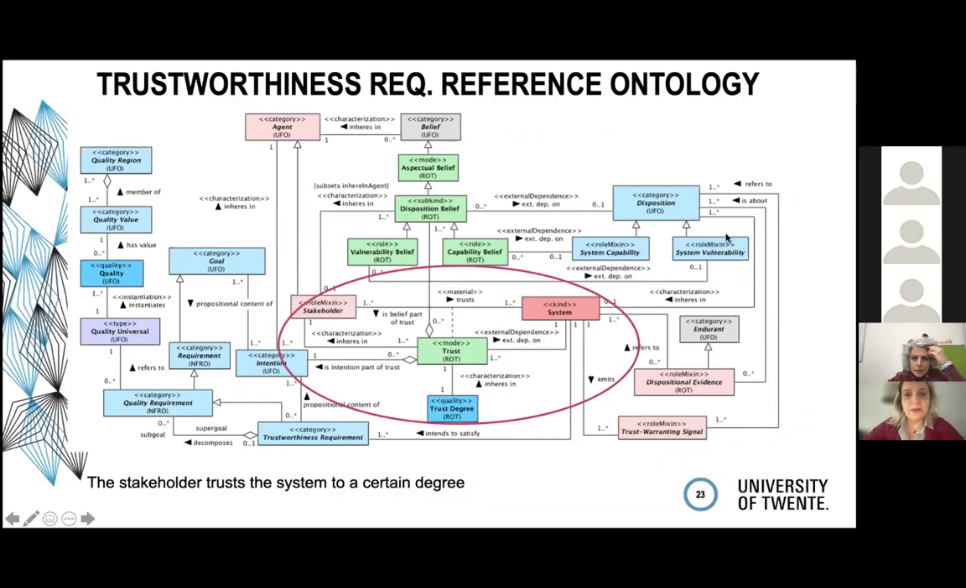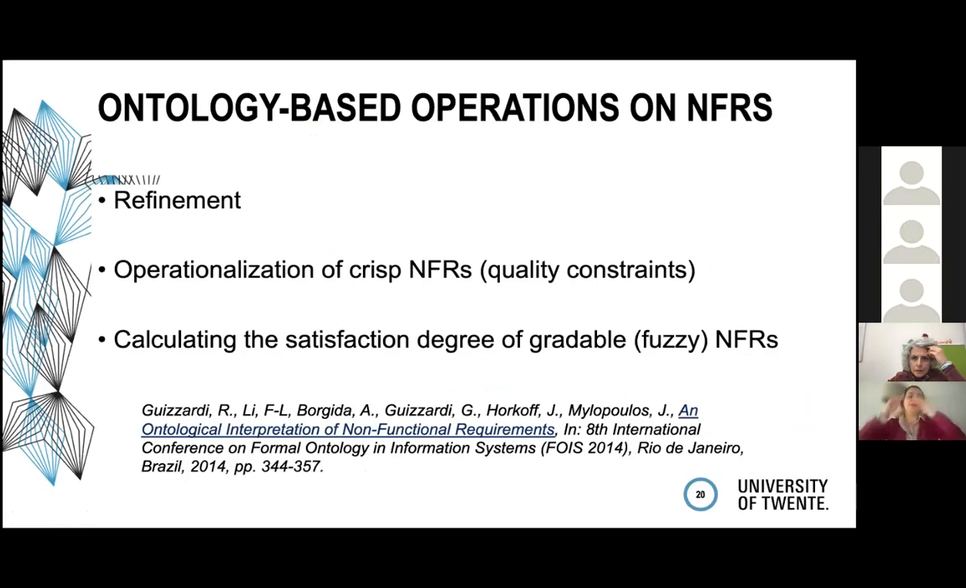Okay, so now let's come back to those slides that I skipped. The point is that since trustworthiness is a non-functional requirement, in a previous paper, when we created such an ontology of non-functional requirements, we also proposed some operations that we could do based on this ontology. These operations are refinement of non-functional requirements and operationalization of crisp non-functional requirements.